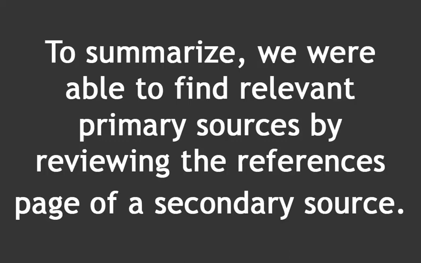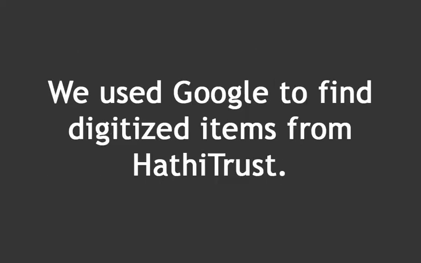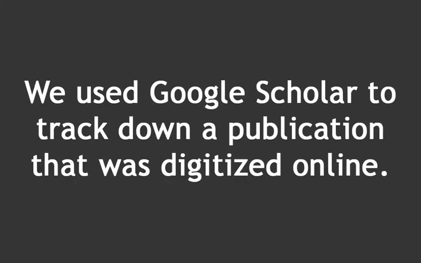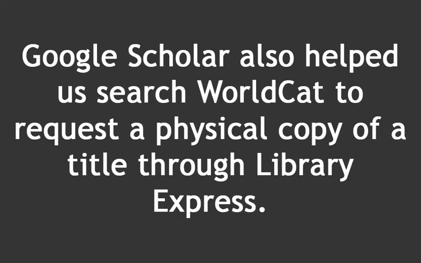To summarize, we were able to find relevant primary sources by reviewing the references page of a secondary source. We used Google to find digitized items from HathiTrust. We used the library search to locate a publication title in order to find a specific article. We used Google Scholar to track down a publication that was digitized online. And Google Scholar also helped us search WorldCat to request a physical copy of a title through Library Express.